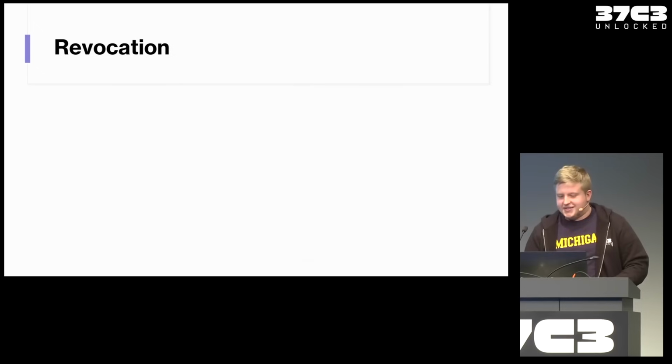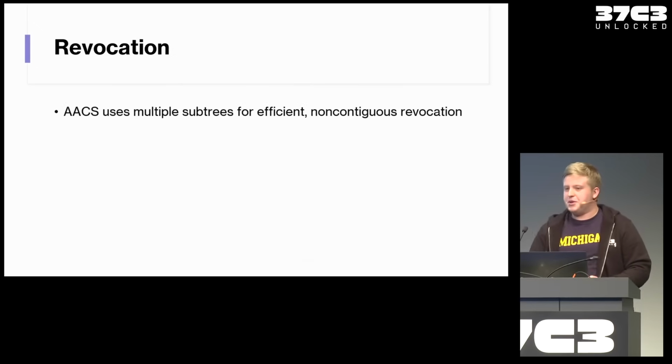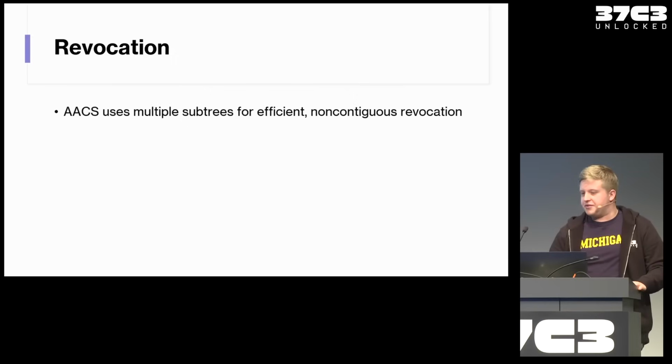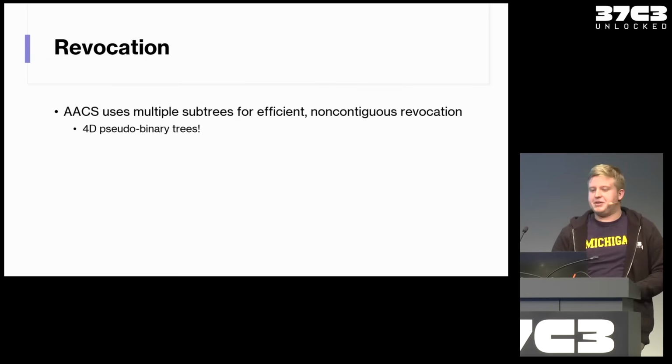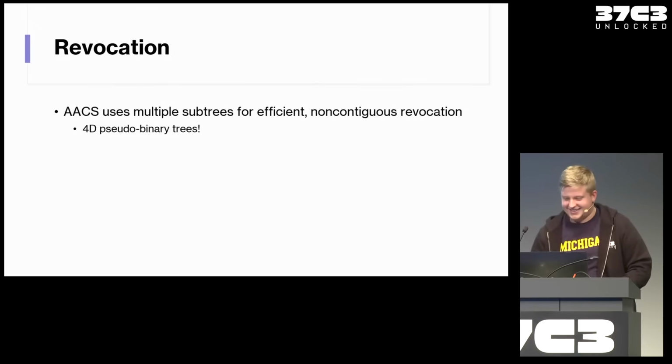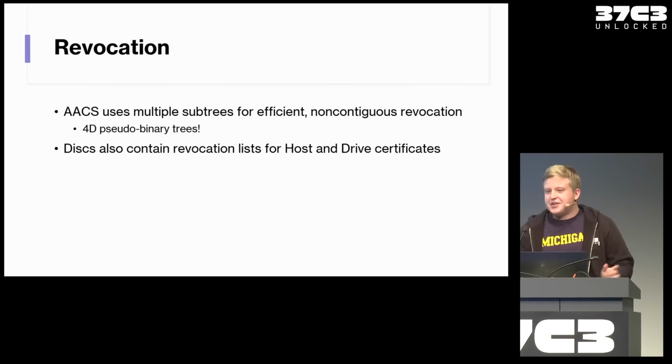And this is a little bit more complex in practice because AACS uses multiple subtrees for efficient, non-contiguous revocation. And there's a very easy way to think about that. Just imagine some 4-dimensional pseudo-binary trees.